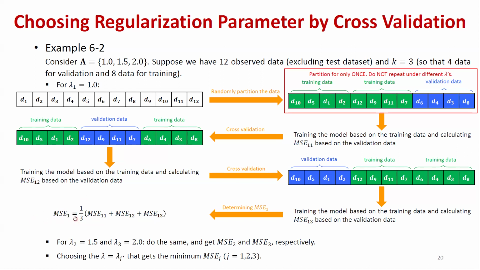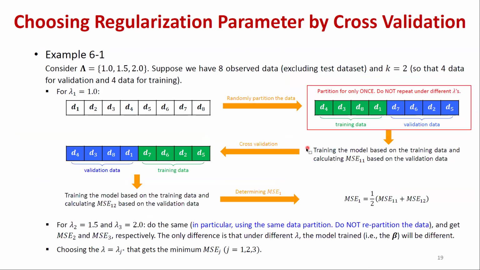So this is MSE1. Similarly, for lambda equal to 1.5, you have MSE2. For lambda 3 equal to 2, you have MSE3. So now you have MSE1, 2, 3. Then you're going to compare. You choose which one is the minimum, and you will choose that lambda. So that's the meaning. Clear.